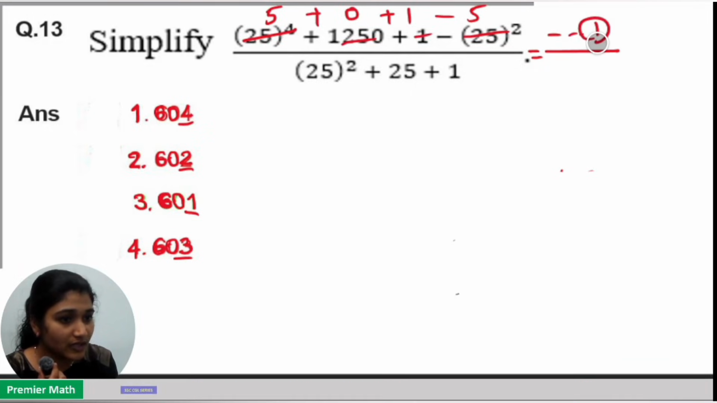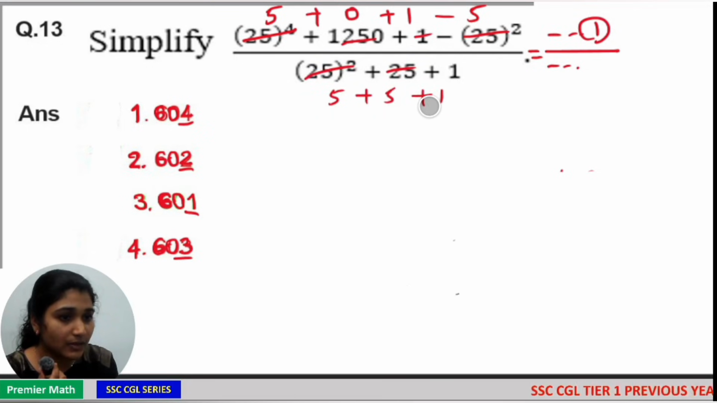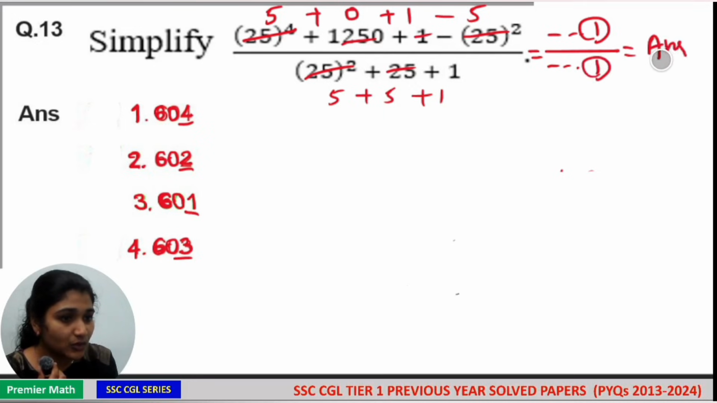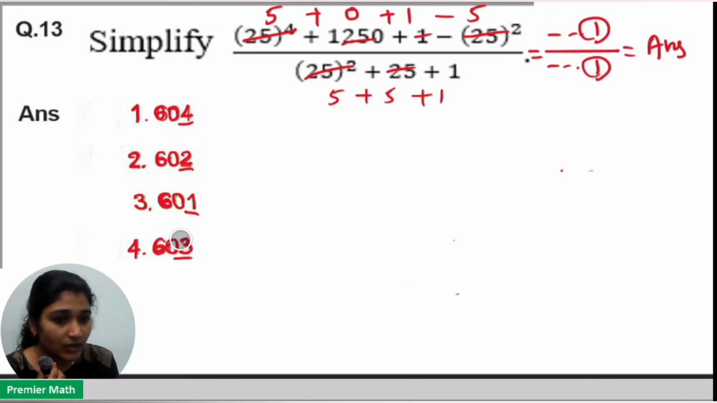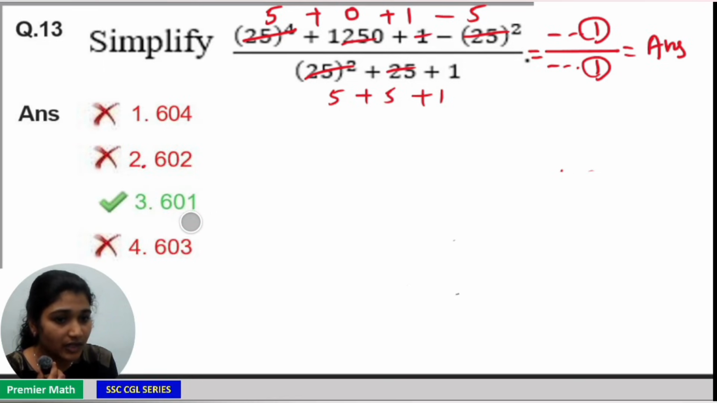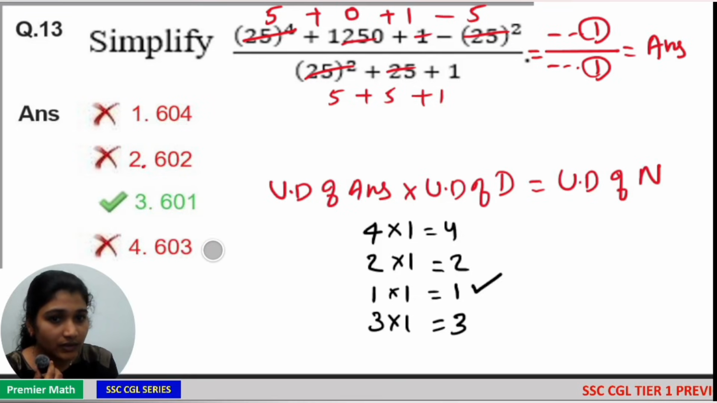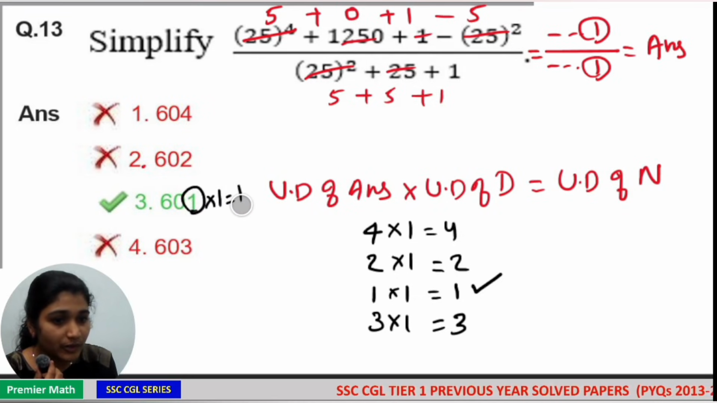Unit digit of numerator is 1. In denominator, this is 5. This is 5 and this is 1. 5 plus 1 is 10. 10 plus 1 is 11. Unit digit of denominator is again 1. Which means here unit digit of answer into 1 should be 1. Here option 3 is our answer. That is, unit digit of answer 1 into 1 should be 1 here.